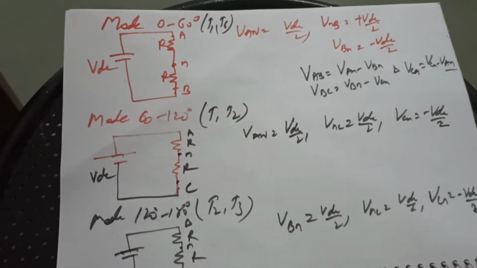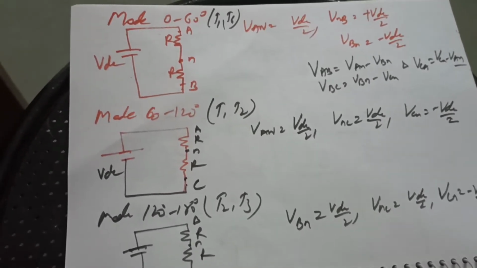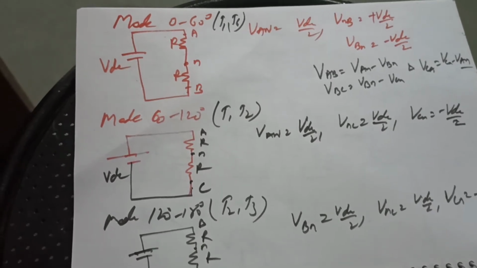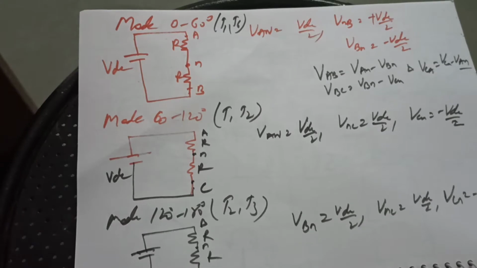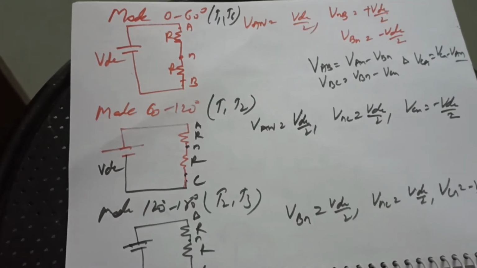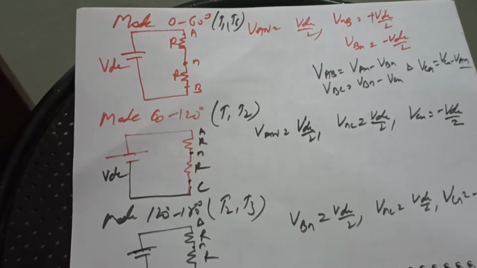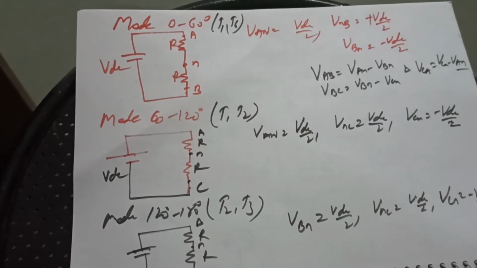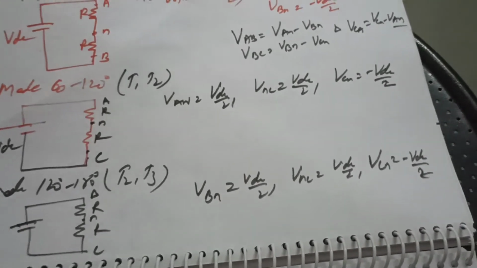So this is the last lecture of power electronics, and today we are going to discuss first of all the Fourier analysis, how the Fourier waveforms for the 120 degree mode of conduction will look like.